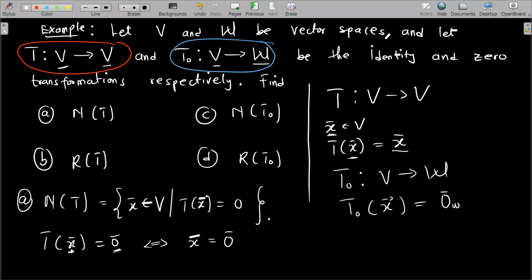Remember, you need to be very careful about the definition of the transformation. So when X is 0, then indeed you're going to have the transformation equal to 0, because the transformation will give you the same thing you put in. The input you put in, you get the same thing out as an output. So if your input is 0, your output will be 0. So here the null space will be equal to just the 0 vector. All right, so that is it.